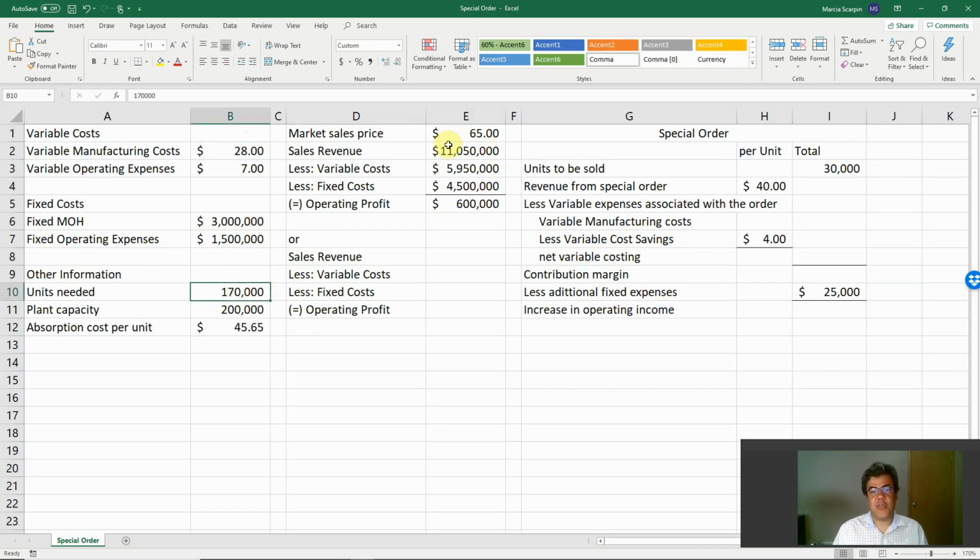So this is our income statement. Sales revenue, less variable costs, fixed costs, operating profit, $600,000. We have remaining 30,000 units to be sold. And then we get a special order for these 30,000 units. However, our customer wants to pay only 40.